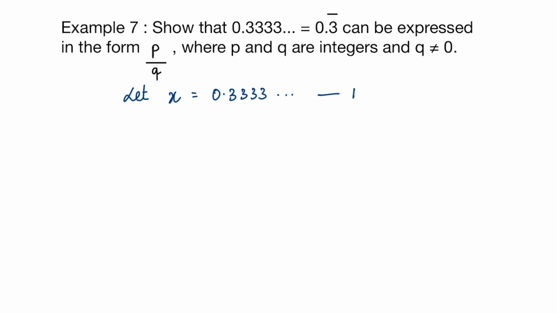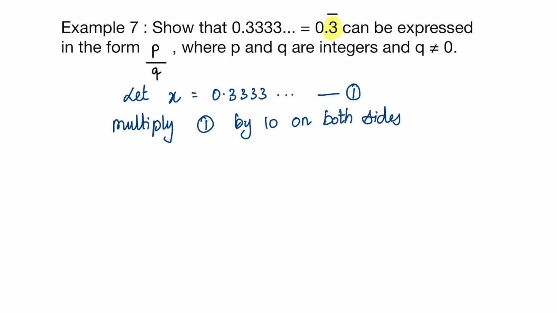Let me consider this as equation 1. We have assumed x is equal to 0.333. Now in this case we know that only one digit, that is 3, is the only digit that keeps on repeating, right? Am I right? Now since it is only one digit, what you are going to do is that you are going to multiply equation 1 by 10 on both sides.